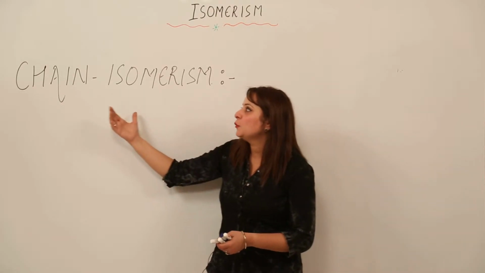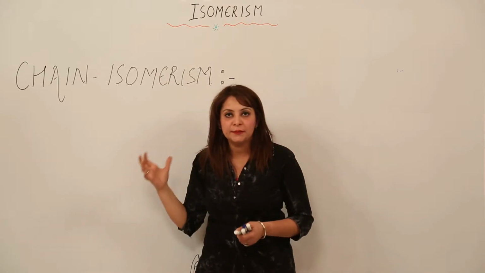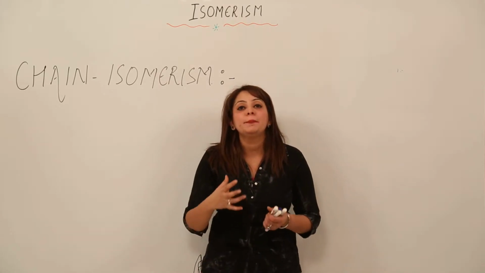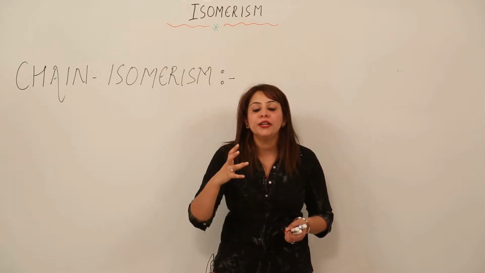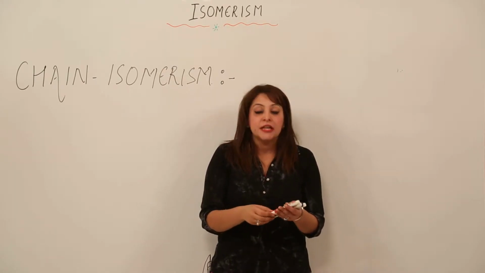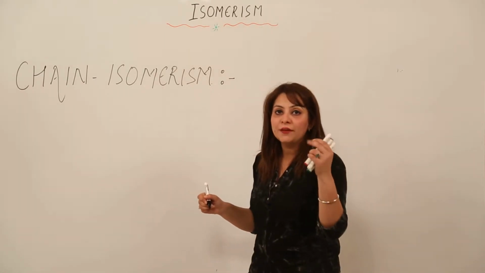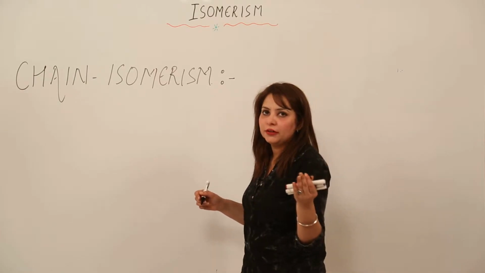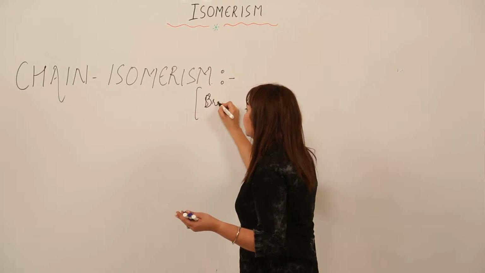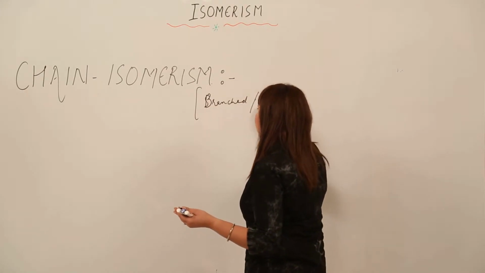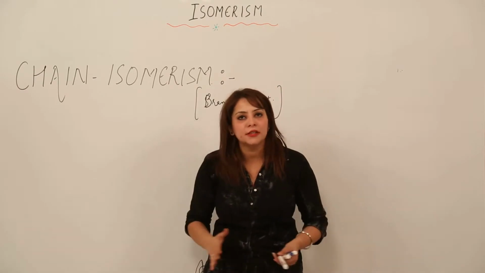See, the first isomerism is chain isomerism, right? So what is chain isomerism actually? In which two or more compounds are going to have the same molecular formula, but they will differ in the nature of the carbon chain, right? Now, we know that we have mainly two kinds of nature of the carbon chain, that is the branched and straight. So they just differ in the nature of the carbon chain present in a molecule, right?